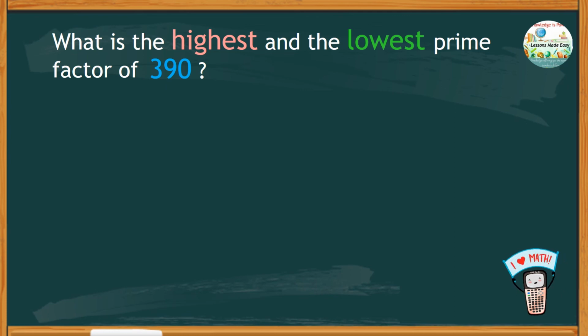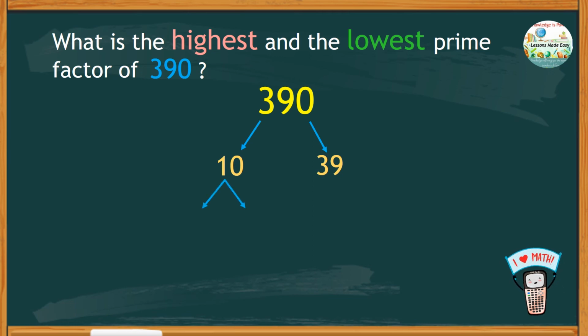First, we must find all the prime factors of 390. Let's try doing this using the factor tree. Since this is a 3-digit number that ends in 0, the obvious factor is 10 and 39, which are not prime. 10 can still be broken down into prime factors of 2 and 5. 39 can still be split into prime factors 3 and 11.